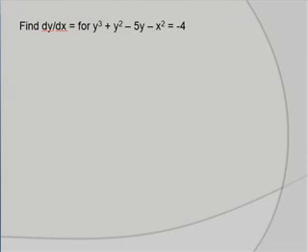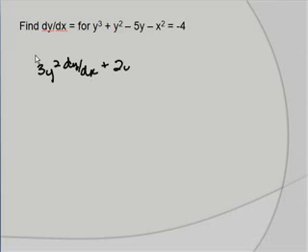Okay, here's another one. Find dy/dx for this equation. So look how tough that would be to solve it for y. So we're just going to keep everything right there and use implicit differentiation. So we're going to take the derivative of y cubed. So that's going to be 3y squared dy/dx.